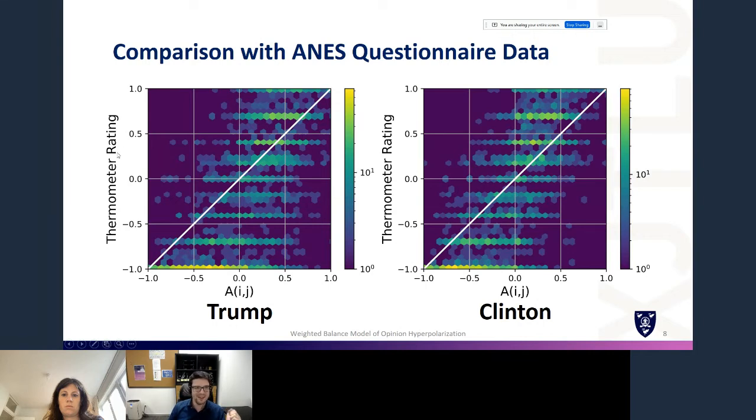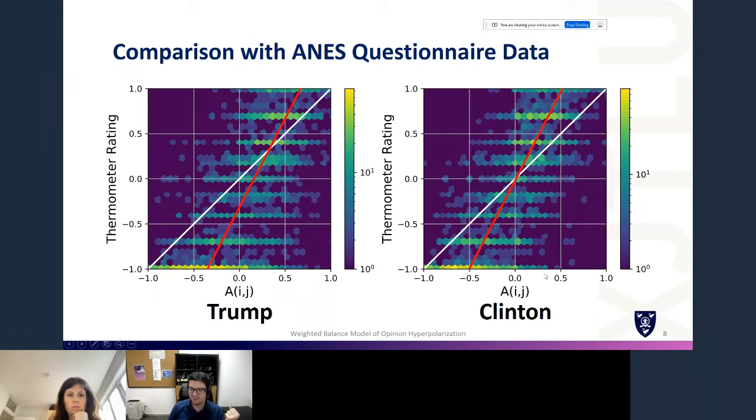But as you also can see, there is quite a high correlation between our prediction and the thermometer rating. It's just that what we underestimated is what you could call people's Manichaeanism. So if we really fit this data, then we actually get a linear relation that is kind of steeper than the diagonal, which means that what we predict is not extreme enough.